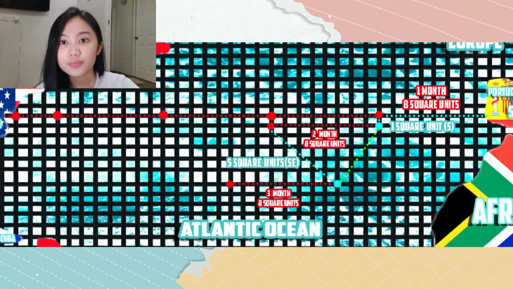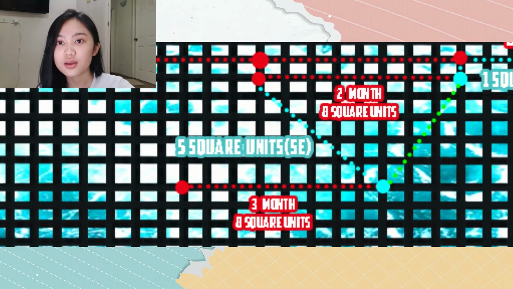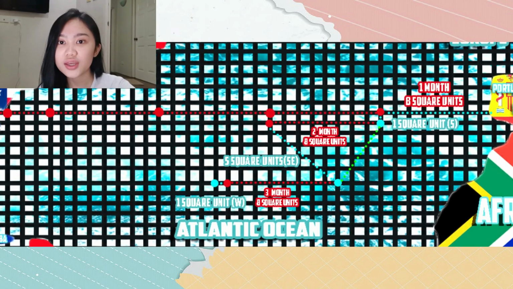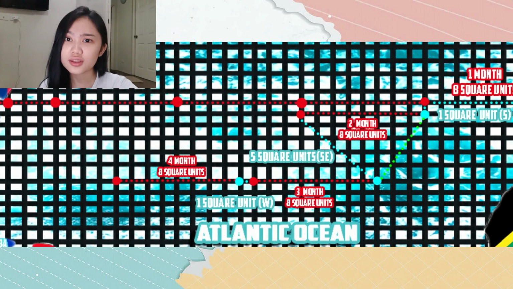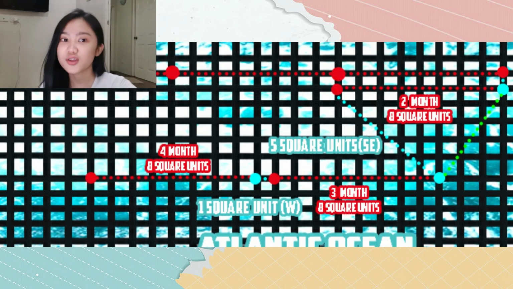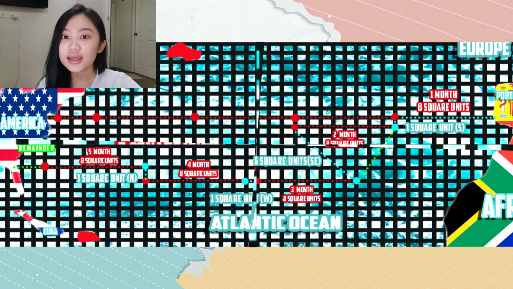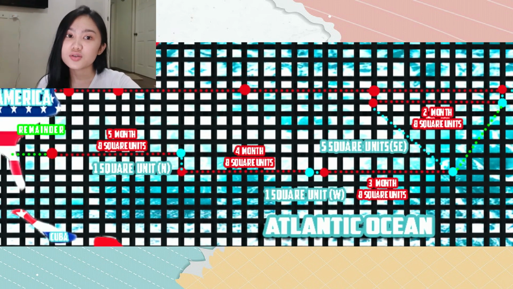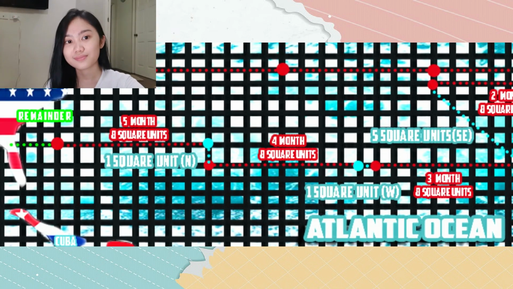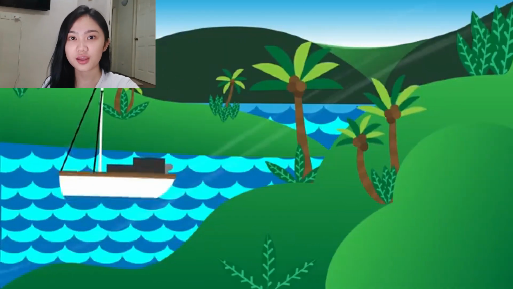Repeat the procedure, count 8 square units. For the third month, we have 1 square unit west. For the fourth month, count again 8 square units. And then we have the wind vector for the fourth month, 1 square unit to the north. And then count again 8 square units for the fifth month to reach the land, and then we have the remainder, 2 square units, to reach the land.